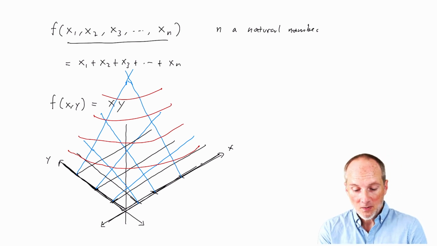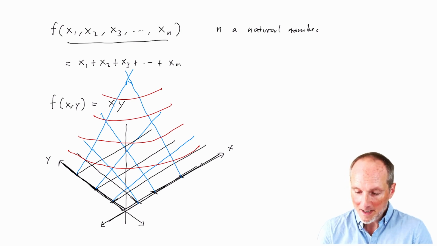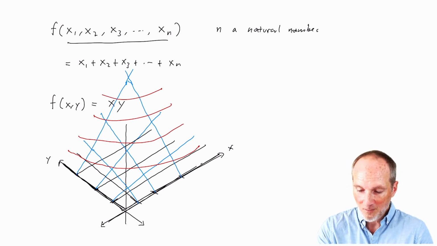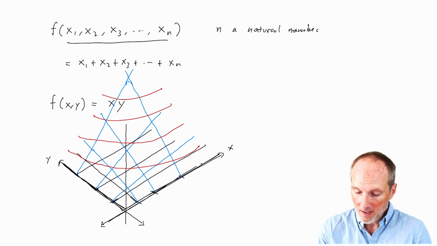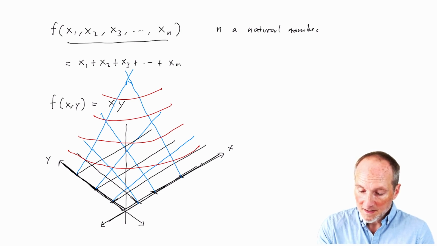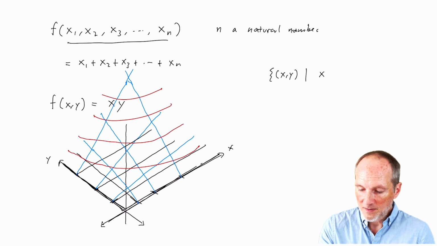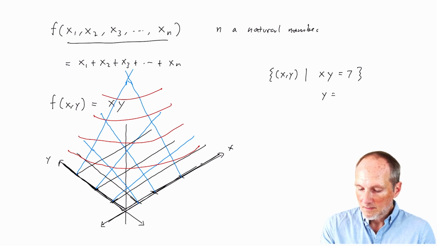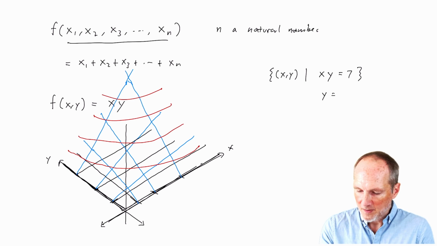Okay, so let's go back to our topographical map because, well, now you're seeing why. It's simpler to look at. So let's look at the set of xy pairs where the value of the function is equal to some number. Let's pick 7 for the heck of it. But, all right, so let's divide by x. So here I'm going to be focusing on the pairs where x is non-zero.